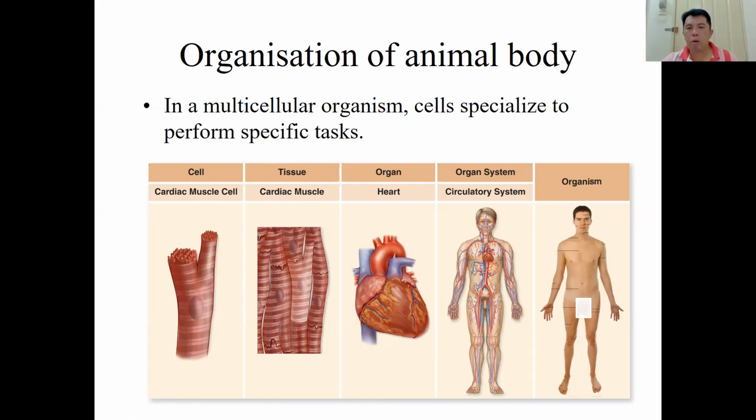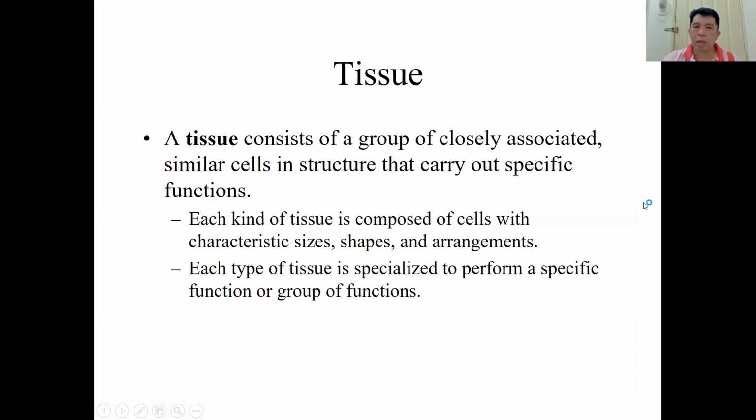Then different organs, for example the heart and blood vessels, form an organ system, which is the circulatory system. Then various organ systems form a functional organism. So this is the level of organization in animals.